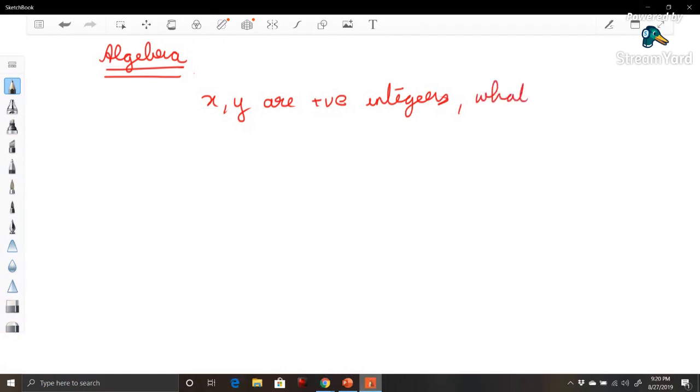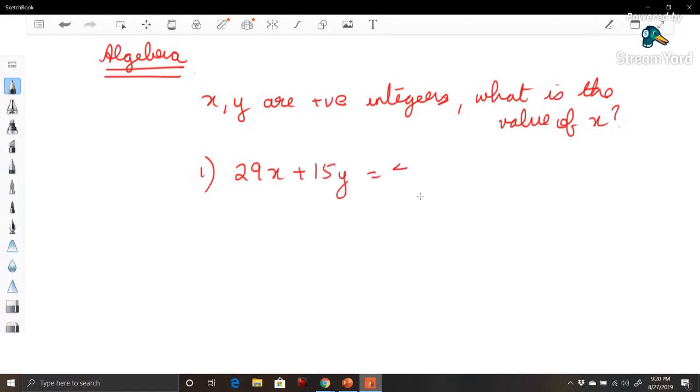What is the value of x? Okay. First statement, 29x plus 15y is equal to 440. And second statement, say this is not an official question, but I'm just giving you an example. Okay. So 2x plus 3y is equal to 12.